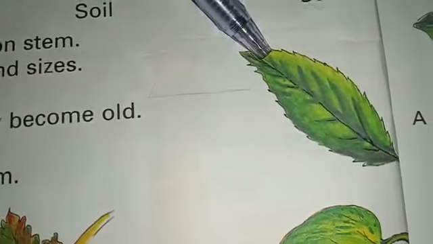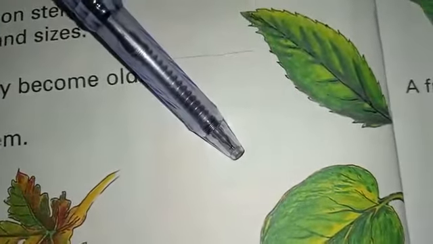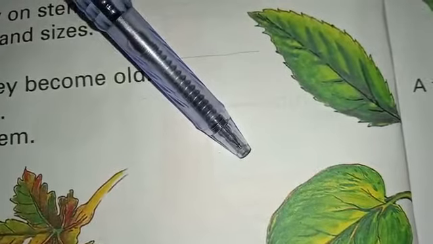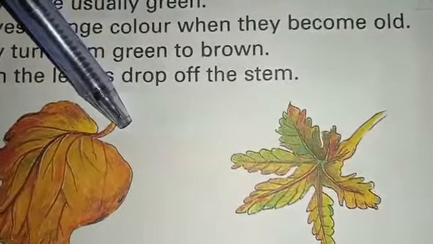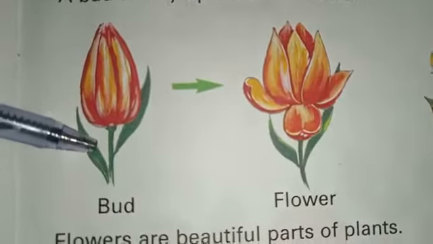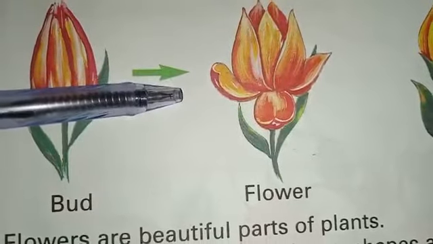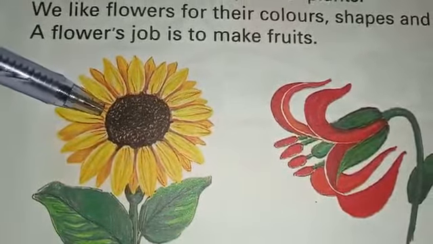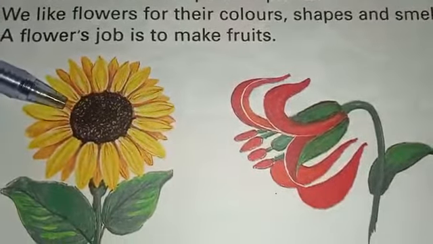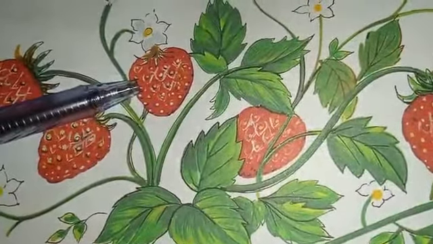Plants have leaves which grow on the stems. They have different shapes and sizes. They are mostly green, but later on, when they get old, their color changes to brown. Buds open up to make flowers, and flowers are the most beautiful part of the plant, as you can see. Then the flower changes into fruit. Here you can see these are the fruits, and fruits contain seeds.